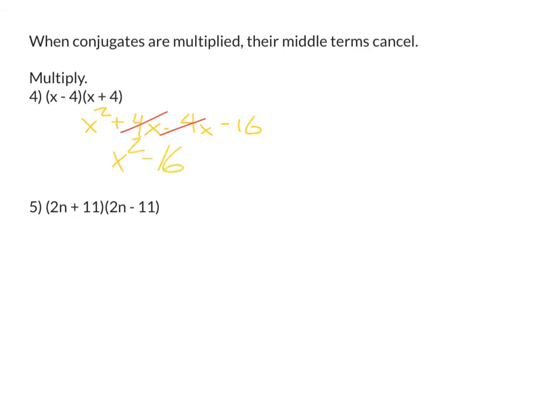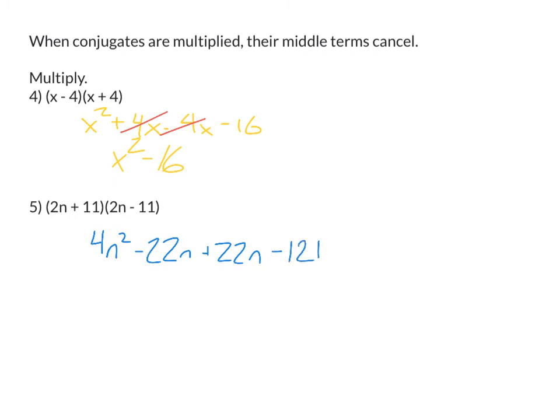In the last problem, 2n is going to multiply by 2n. 2 times 2 makes 4, n times n makes n squared. 2 times negative 11 is negative 22, still multiplied by n. 11 times 2n, both are positive, so it's going to give me a plus 22n this time. And then 11 times negative 11 is a minus 121.